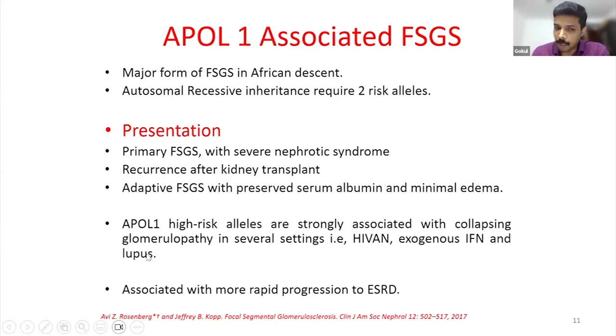It is strongly associated with collapsing glomerulopathy, especially in several settings like HIV-associated nephropathy, exogenous interferons, and lupus. And this APOL1-associated FSGS is associated with more rapid progression to end-stage renal disease.